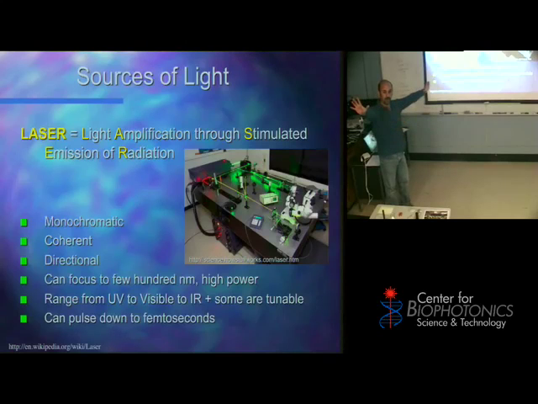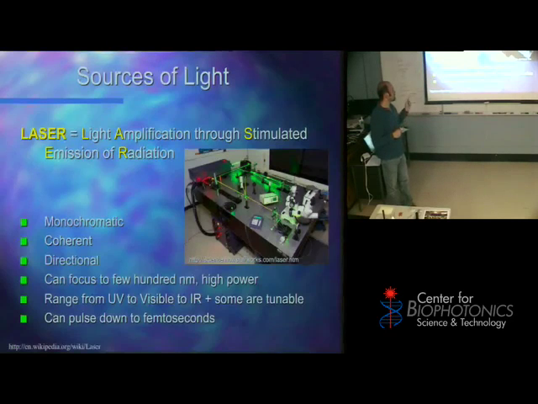It's not going everywhere like an incandescent light would. Incandescent lights spread their photons everywhere. This is very directional. It can focus to a few hundred nanometers. So it can focus into a very, very tiny spot, which means a very high power. It means a lot of photons concentrated in a very small spot.